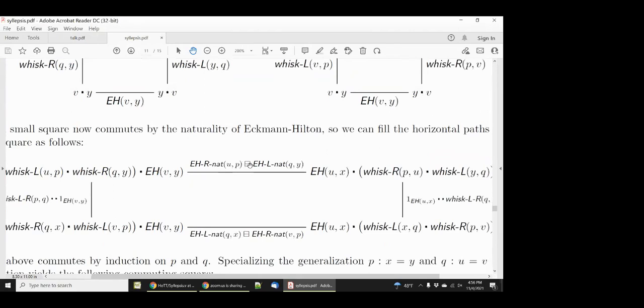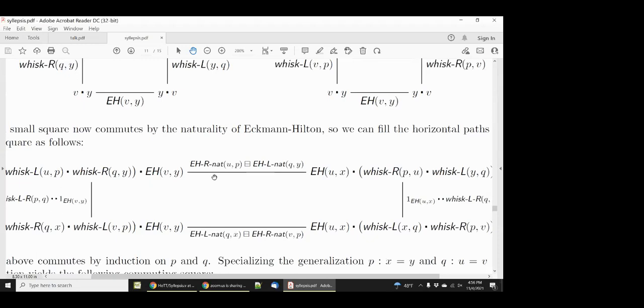We have this composition. We paste together, we glue together these squares of the right naturality with respect to P and the left naturality of Eckmann-Hilton. And here on the bottom, we have the analogous thing, but first the left naturality and then the right naturality. Okay, so now why does this commute?